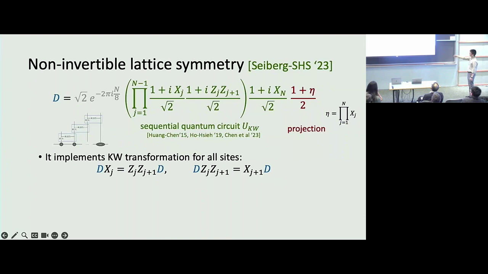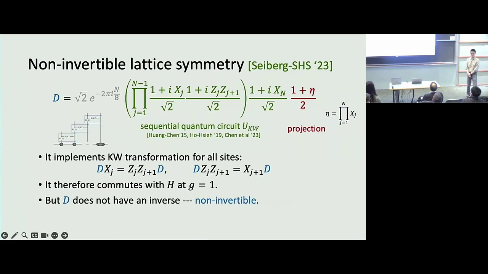And because of these equalities, you can easily show that D commutes with the Hamiltonian at the critical point. Now, we have an operator acting on the Hilbert space. It commutes with the Hamiltonian, so it checks the first two conditions I wrote when I phrased the question. The only novel thing is that it does not have an inverse, and that's a non-invertible symmetry.